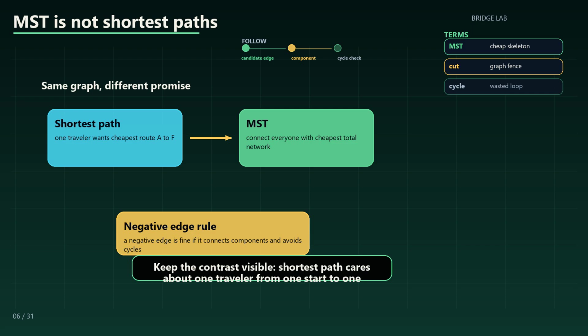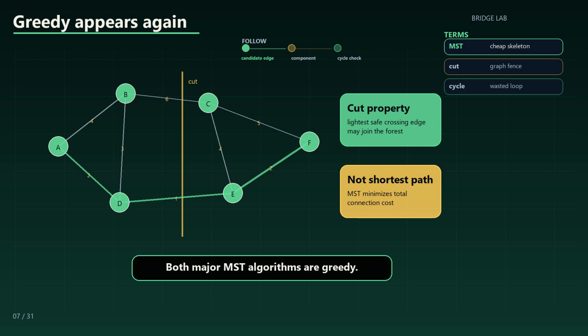Keep the contrast visible: shortest path cares about one traveler from one start to one destination. A spanning tree cares about connecting every location with one cheap skeleton. Those are different questions, so the winning edge can be different. Every accepted edge should feel like a small proof, not a lucky bargain. Both major MST algorithms are greedy. They add edges that are safe, meaning they can belong to some minimum spanning tree.